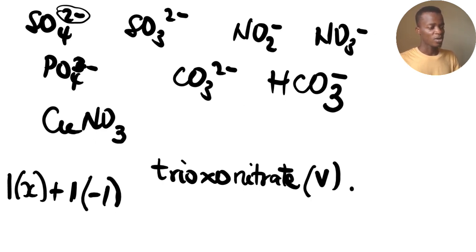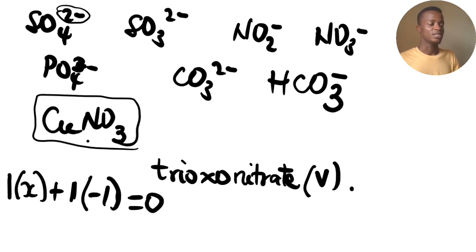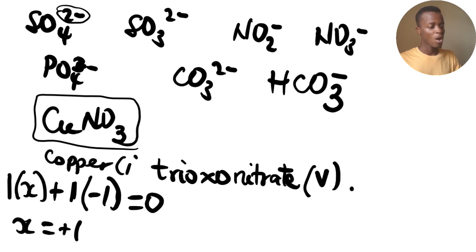You write -1 equal to 0, because it is now in a neutral compound. It's not like an anion where we have to equate it to the ion, right? So we are done. X is equal to +1, so copper is +1. Then the name will now be copper 1 trioxonitrate 5. Copper 1 trioxonitrate 5. Now that is the name of the substance.